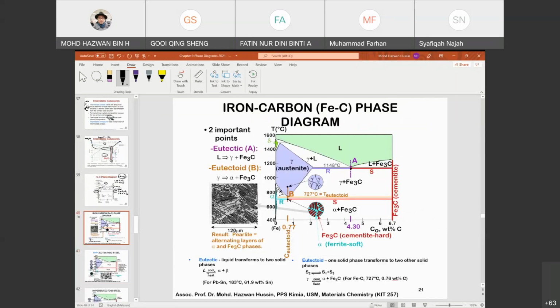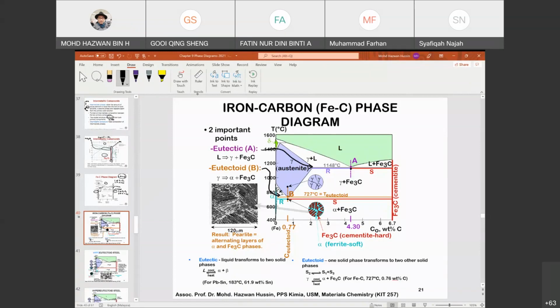So this is basically to explain the iron carbon phase diagram. So in the iron carbon phase diagram, we have two important points. The first one is known as the eutectic reaction. Okay, so the eutectic reaction, I think I have briefly shown to you. This is actually the reaction. This is where the reaction occurs. And we also have eutectoid. So eutectoid occurs over here.